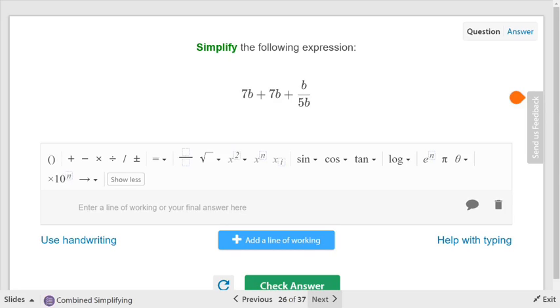B divided by 5b is B divided by is negative 1.